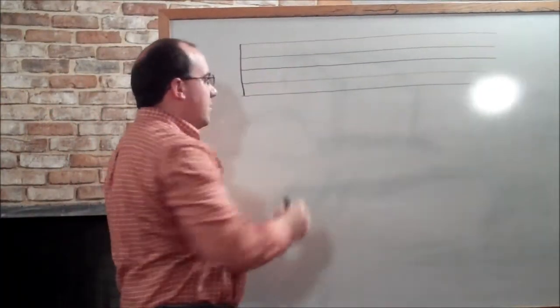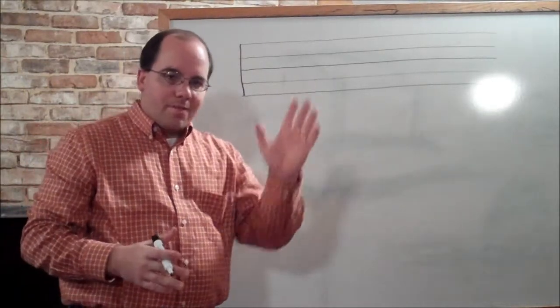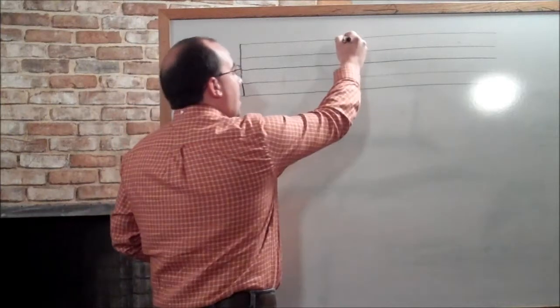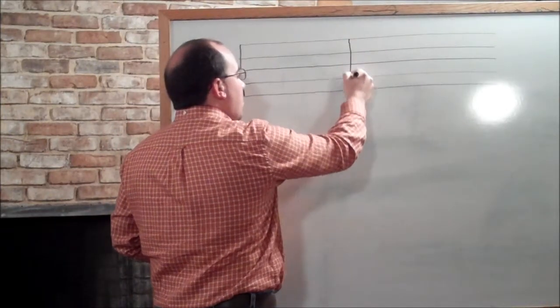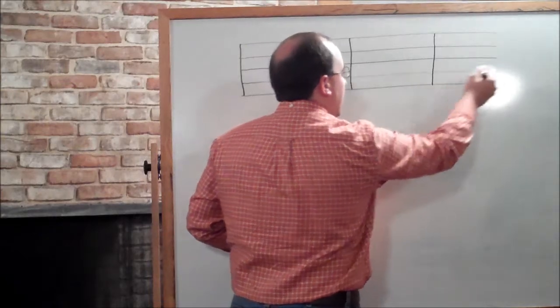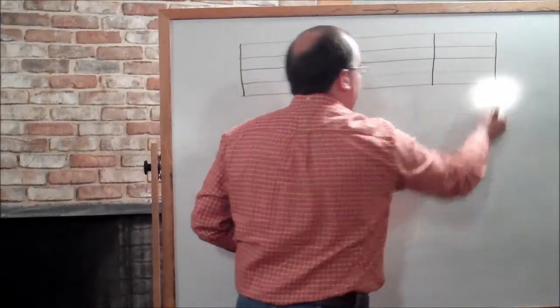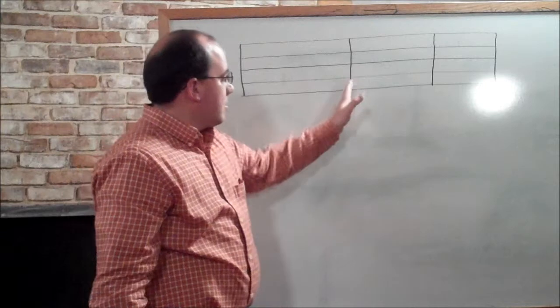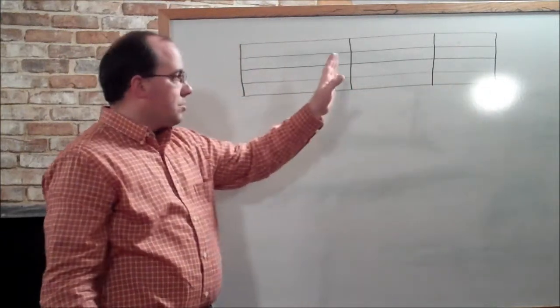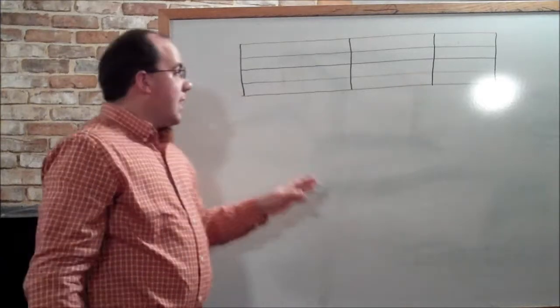And you see on a staff, if you ever look at a piece of music, there are vertical lines that separate these horizontal lines. And these separate it into what we call measures. So from bar, or from line to line, is a measure. So from here to here is a measure, from here to here is a measure, from here to here is a measure. So we have three measures represented there. And that's kind of important to know.